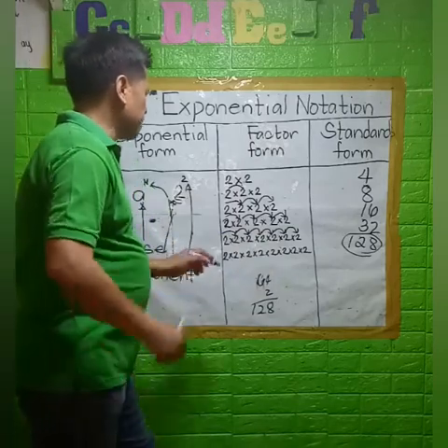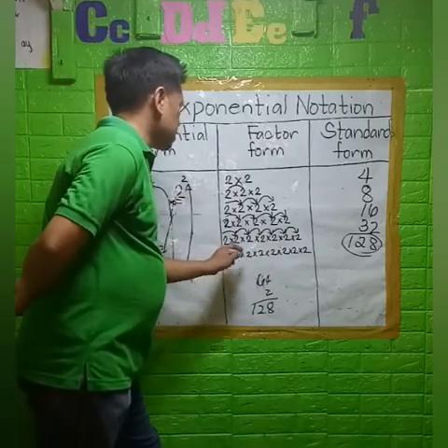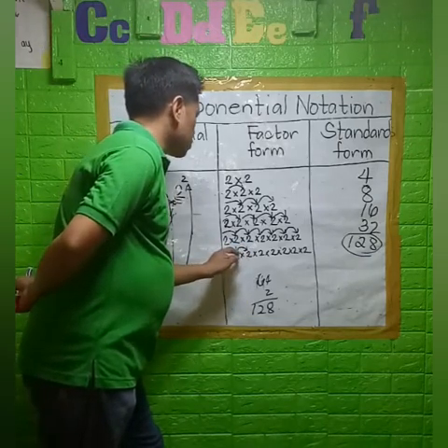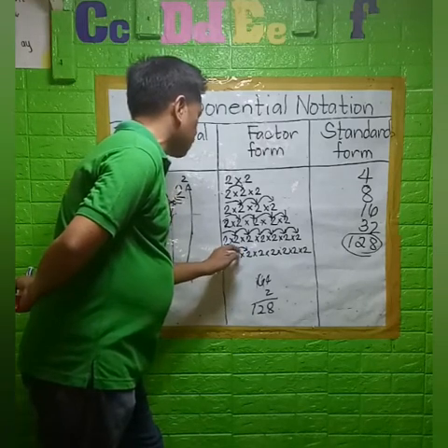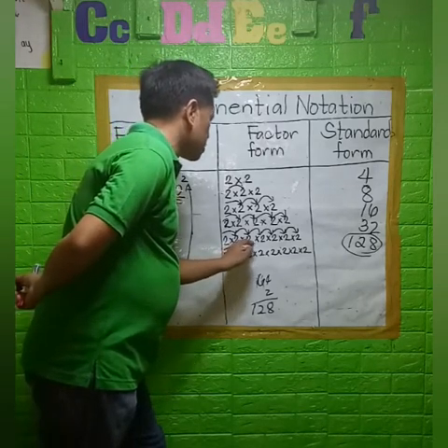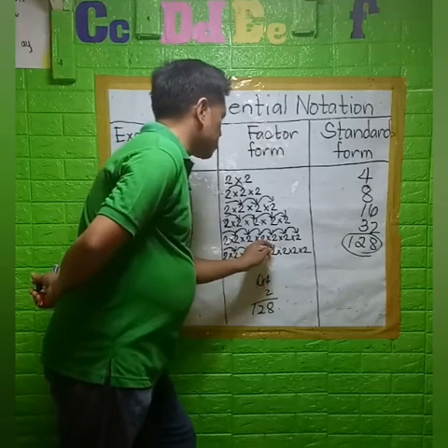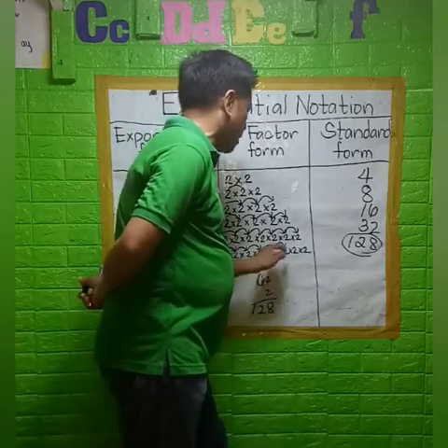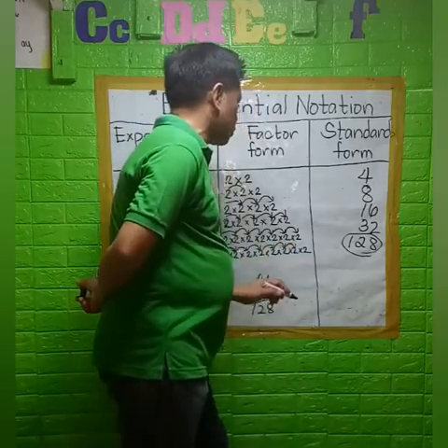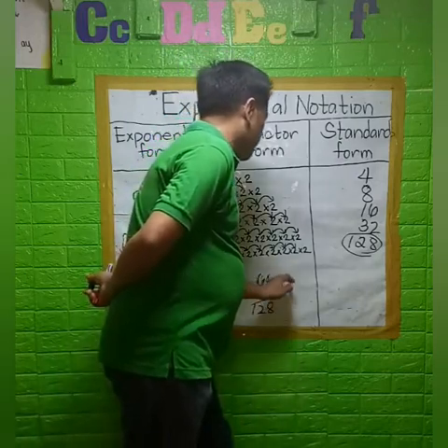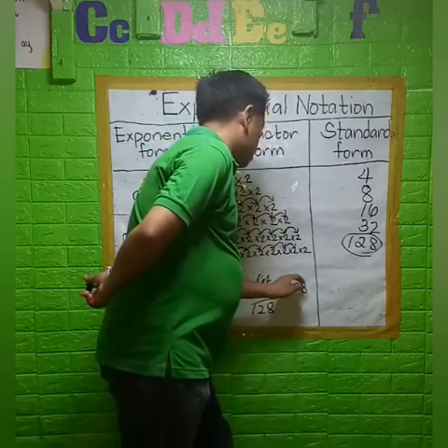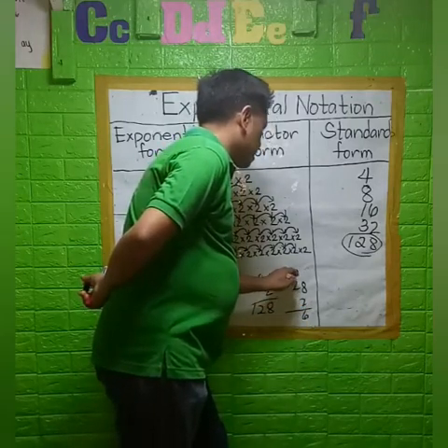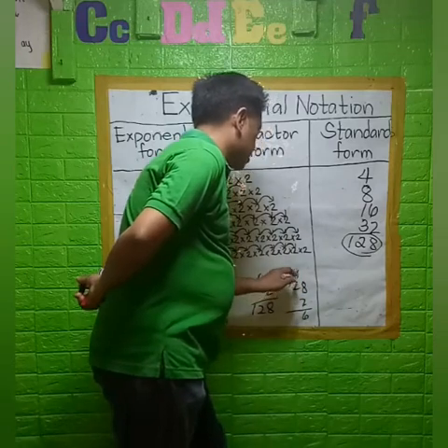Then another example we have here, 2 times 2, that is 4. 4 times 2, that is 8. 8 times 2, that is 16. 16 times 2, that is 32. 32 times 2, that is 64. Then 64 times 2, that is 128. Then 128 times 2, we have here 6, carry 1. 2 times 2, that is 4, plus 1.